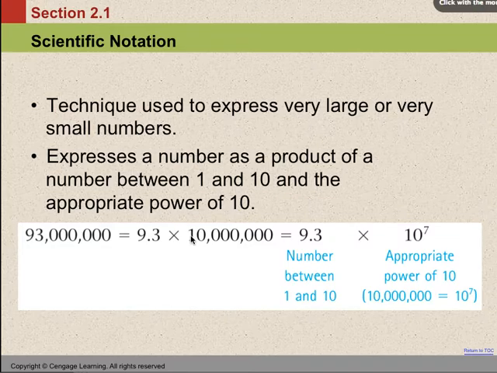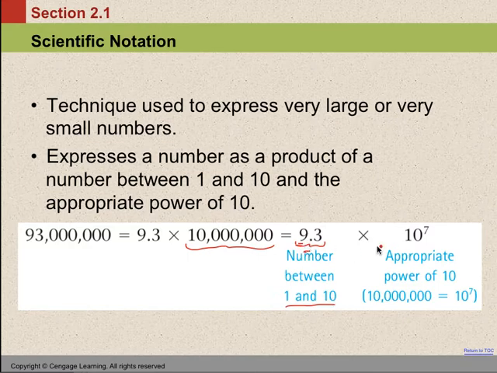So if we look at an example, 93 million is 9.3 times 10 million. Well, the number part is 9.3. This is a number between 1 and 10. Notice there's one digit to the left of this decimal point. And then the appropriate number of 10. What does 10 to the 7th represent? Well, it represents 10 million. So it's just a different way of representing this number with all those zeros.